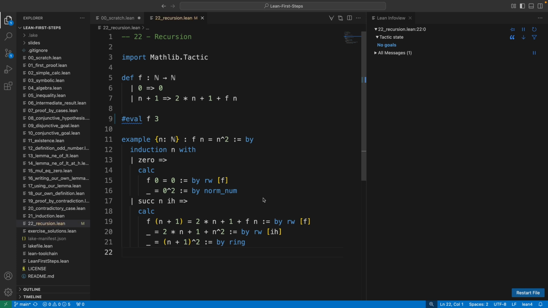So that wasn't that hard actually. So again, we were doing an induction proof, which we've already done, but we were applying it to what looks a little bit like a more challenging definition of a function, but it turns out to be relatively easy.